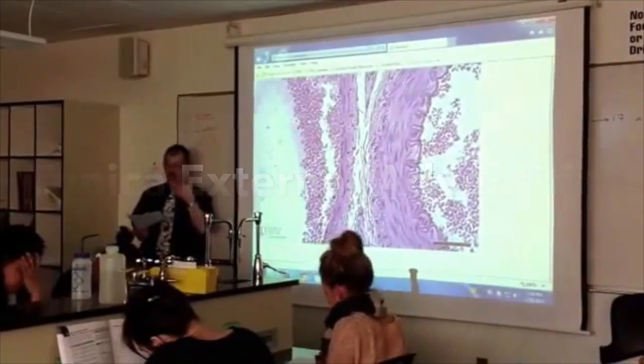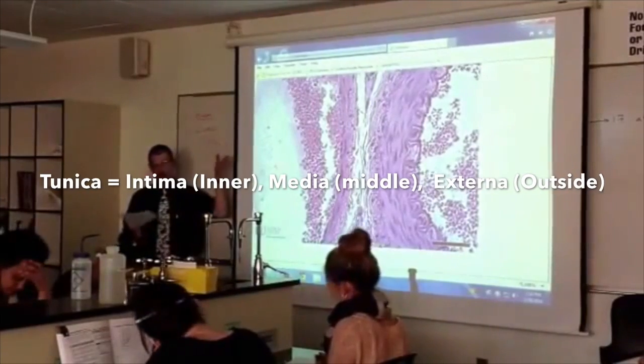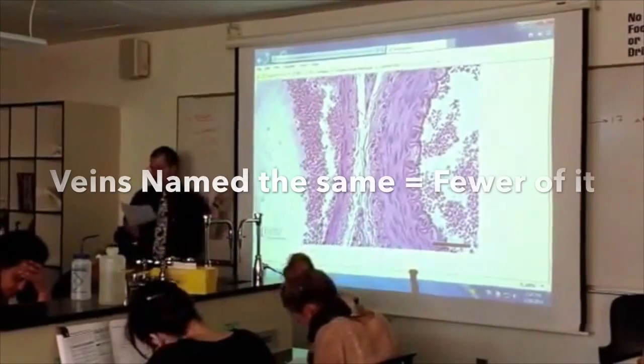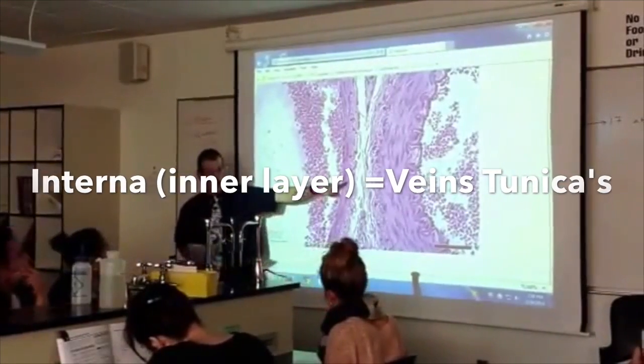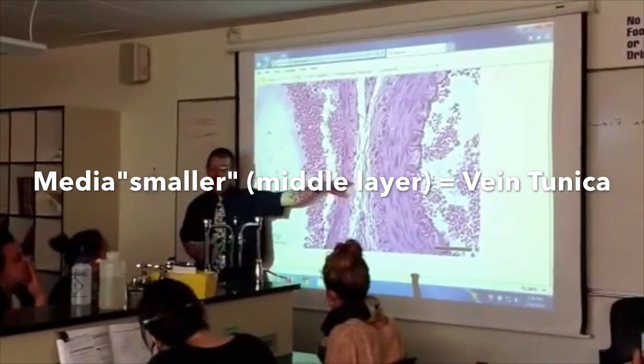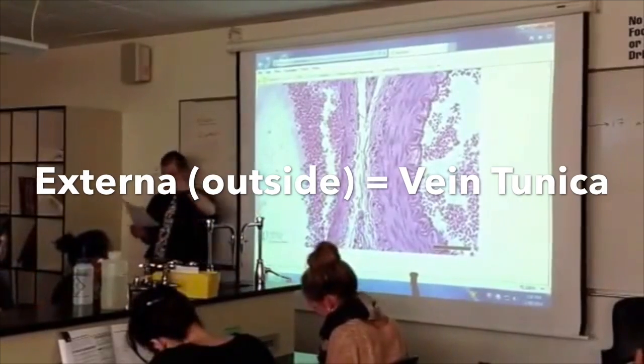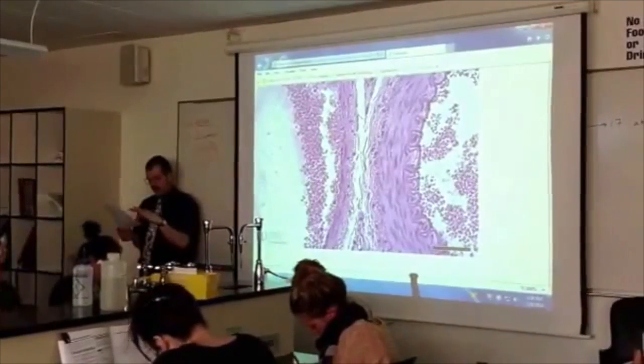So you have three layers: an interna, a media, and an externa. Literally inside, middle, and outside. And that's true for the veins too, there are just fewer of it. So interna, a smaller media, and an externa. You go from the inside out: intima, media, and externa.